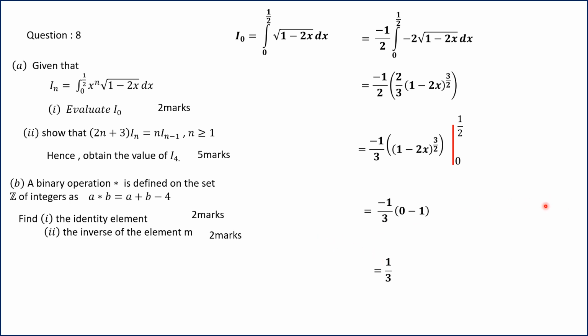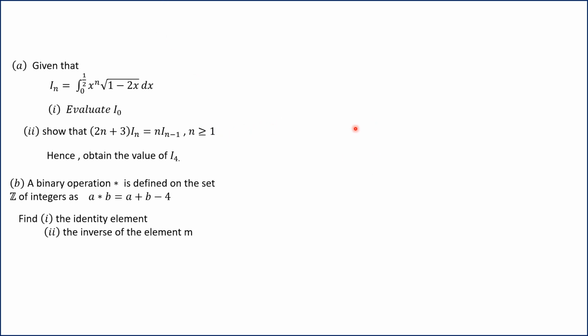Now let's move to the second part of the question for the A part. Now for the second part, we are going to have this. We have our integral, which is this. We see that to prove this relation here, we have to know that this integral cannot be integrated directly.